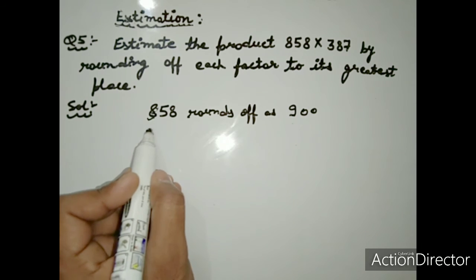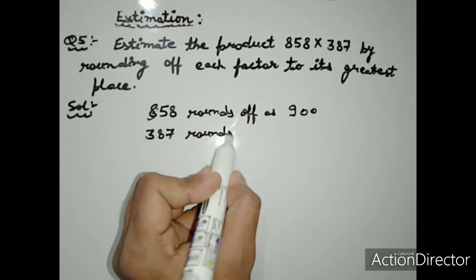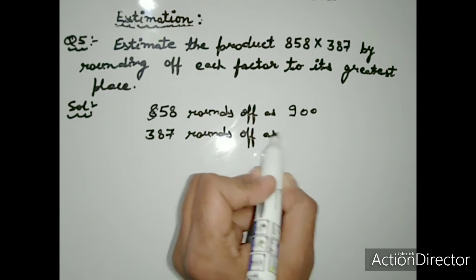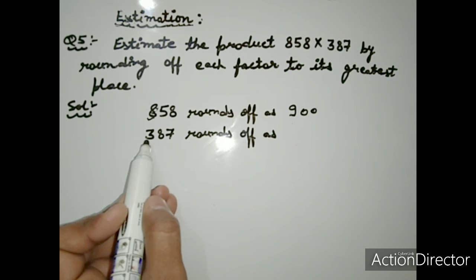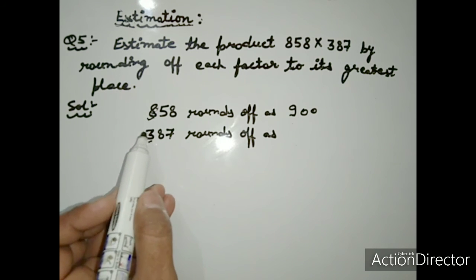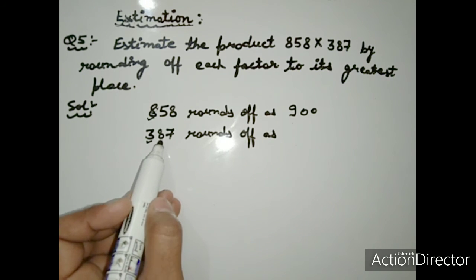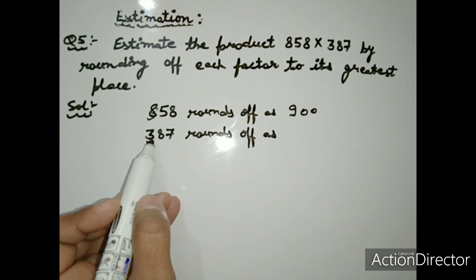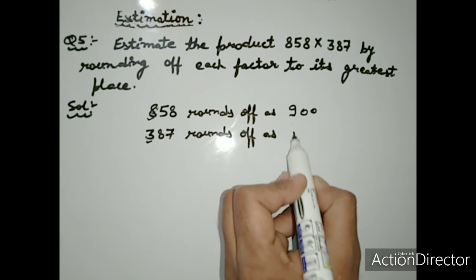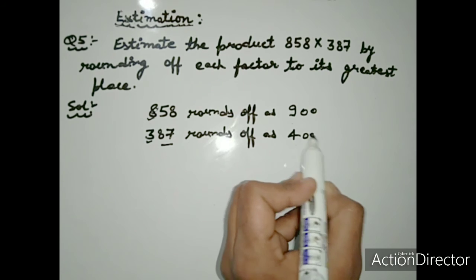Now the second number 387 rounds off as, so here the required place is 1 stands 100. The digit in the required place is 3 here, and on the right-hand side the digit is 8, which is greater than 5. So here the digit in the required place is increased by 1. So 3 plus 1 is 4, and the other two digits are replaced by 0.